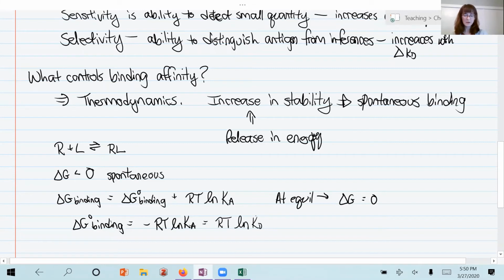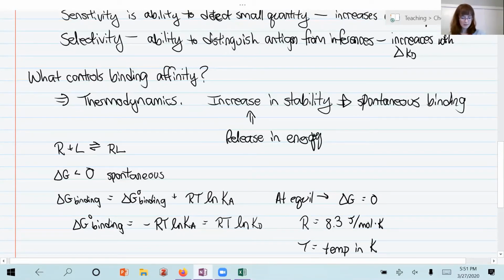It's worth reminding ourselves what R and T are. R is the gas constant, and it's equal to 8.3 joule per mole Kelvin. And temperature, or T, of course, is the temperature in Kelvin.